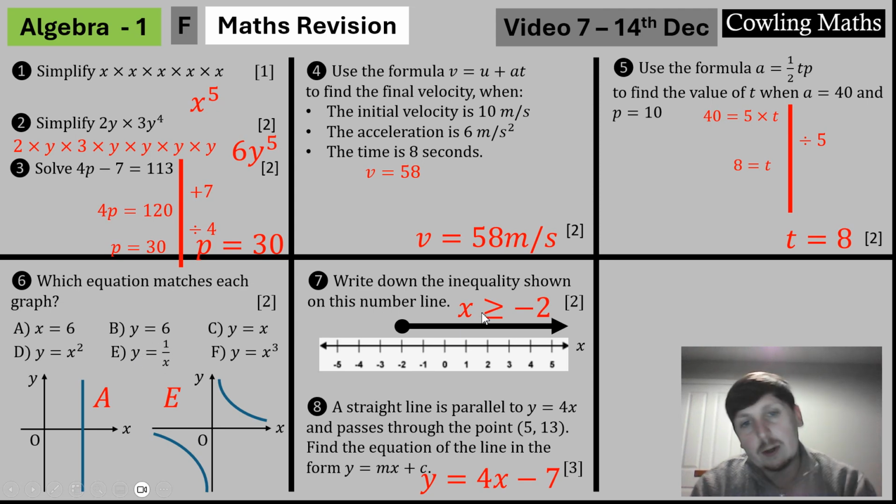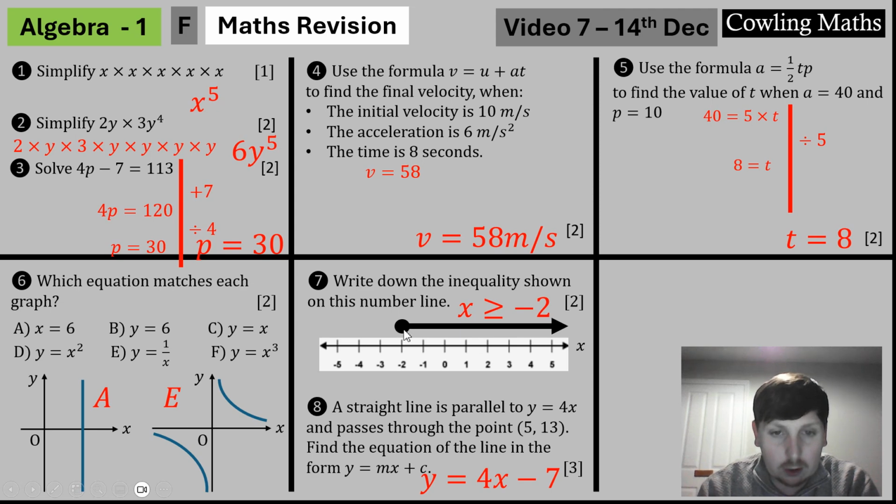Okay. Question 7 says to write down the inequalities shown on the number line. So I can see it's pointing this way. It's going to be all the numbers bigger than -2. And because it's a filled in circle on -2, that means -2 is included. So it's all the numbers bigger than or equal to -2.